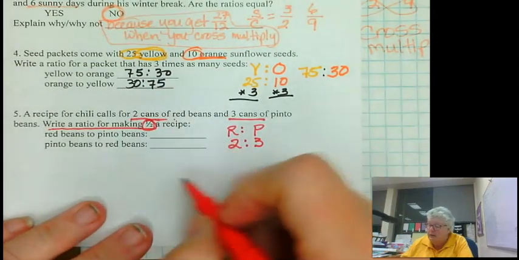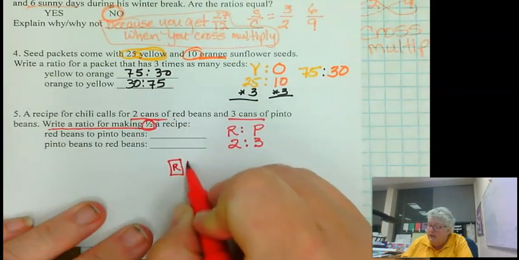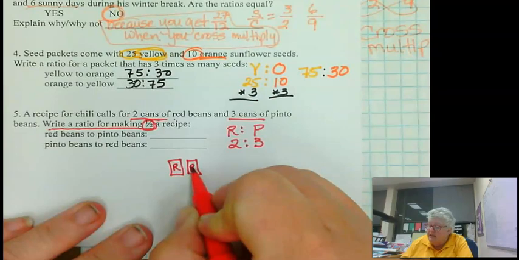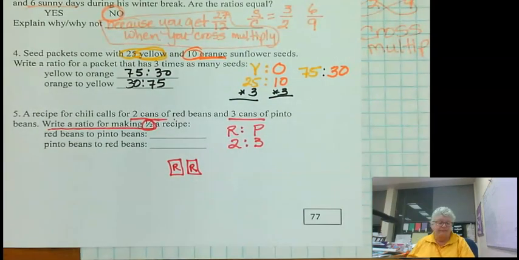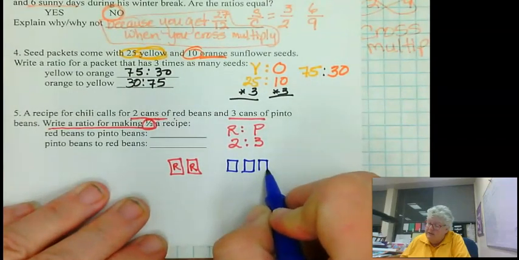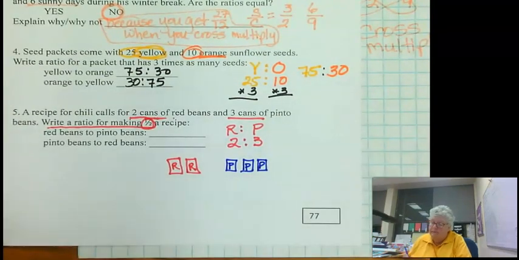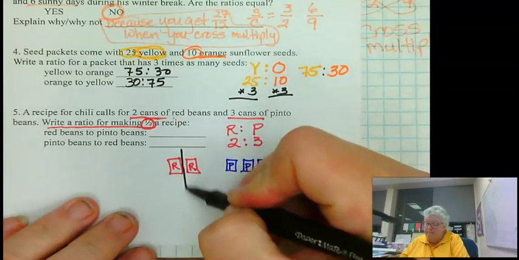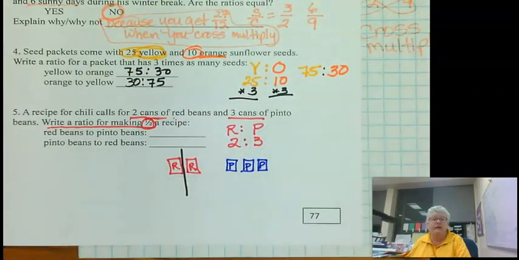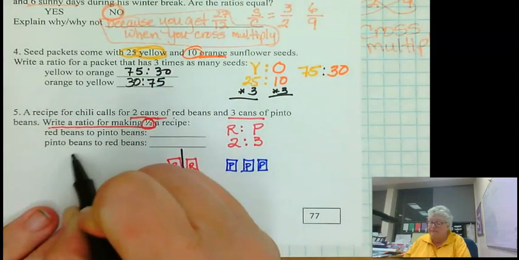Too easy. Let me show you this. Okay. I've got a can and a can of red beans. Right? And I've got 1, 2, 3 cans of pinto beans. Okay, so let's cut them in half. Boop! 1 here, 1 there. That's easy enough. So the red becomes 1.